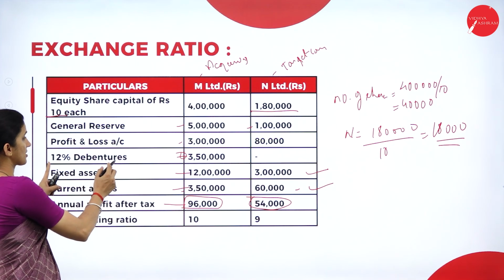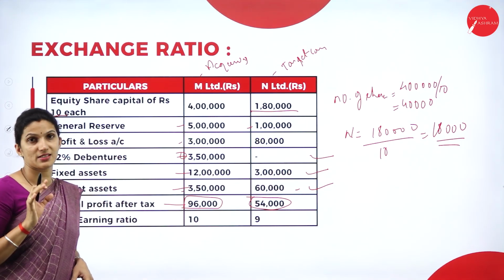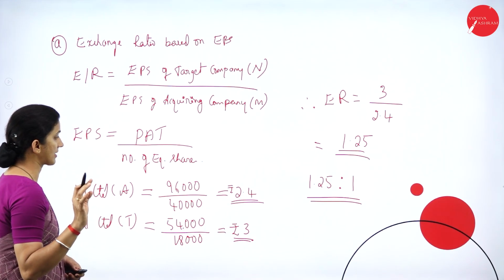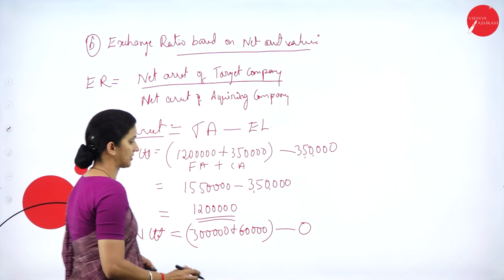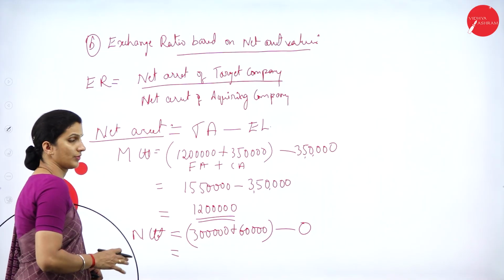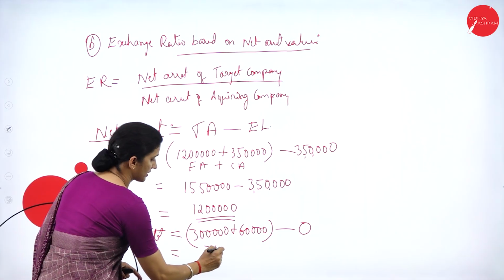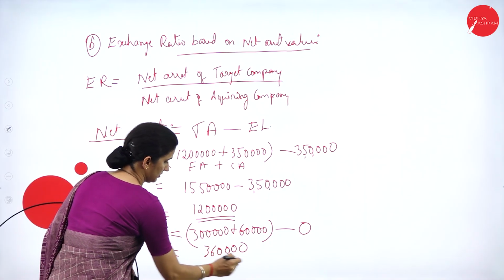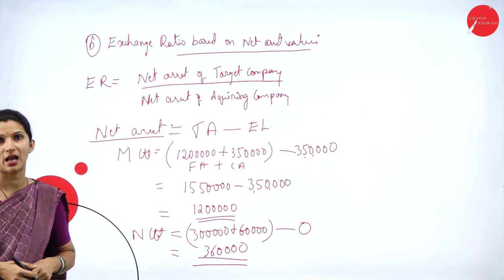So here the external liability for N Limited, debenture, that is not there, that is nil. So there is no other external liability. So the external liability here is nil. So the current asset plus fixed asset, the total asset here, 3,60,000 itself is the net asset of N Limited, which is the target company.